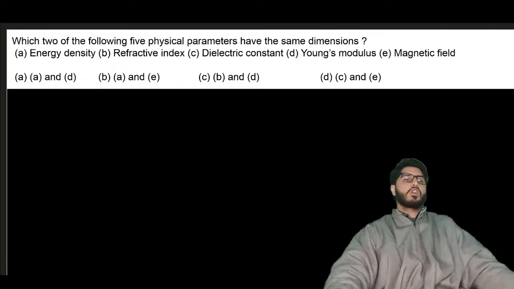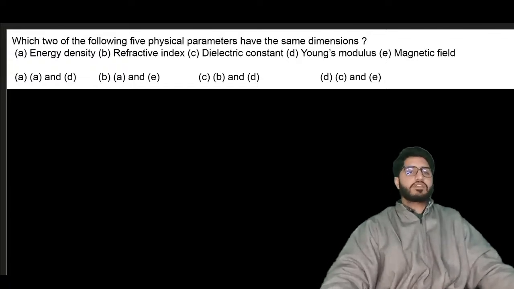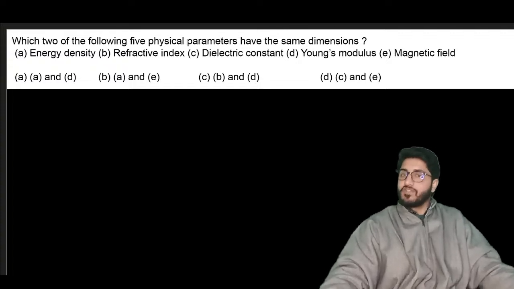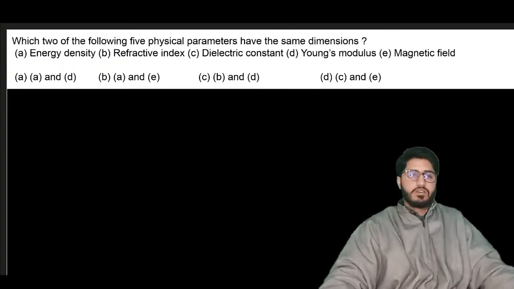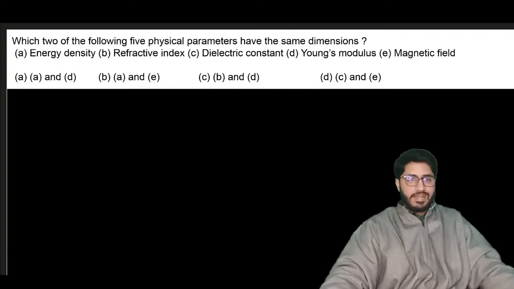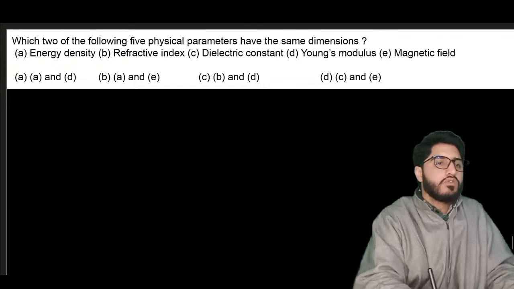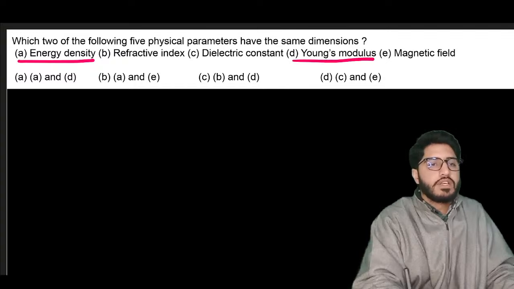Which two of the following five physical parameters have the same dimensions? Energy density, 1 by 2 stress into strain. We know this equals Young's modulus, right? Refractive index, no, it is dimensionless. Dielectric constant, no, it is dimensionless, right? And magnetic field B, mu naught I1 I2 divided by 2R, it is different. So I can use this now. We know it is the energy density and the Young's modulus. It is AD. Option A.